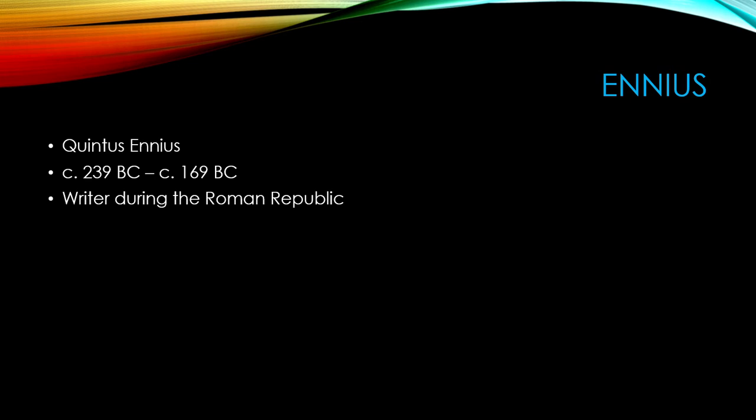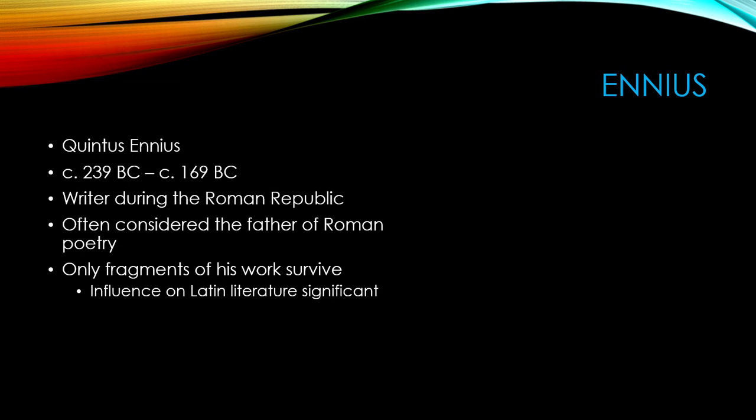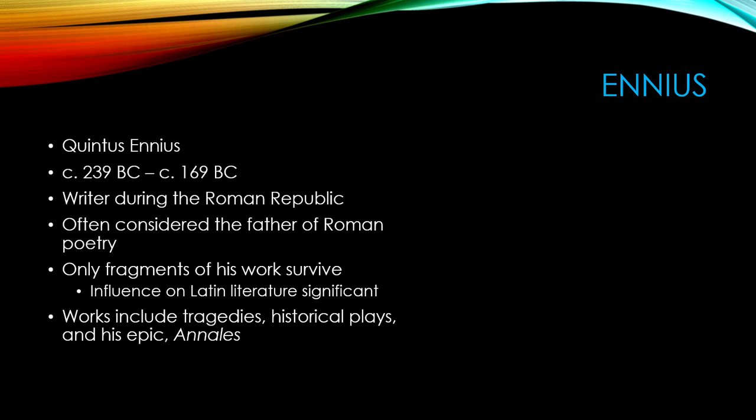The passage from this chapter's worksheet was again written by Cicero, but it talks about the Roman author Ennius. Quintus Ennius was born around 239 BC and died in 160 BC. However, the exact dates of his birth and death are unknown due to his placement in the early years of Roman literature. Ennius was a writer during the Roman Republic and is often considered the father of Roman literature. Only fragments of his works survive, but his influence on Latin literature was immense. His works include tragedies, historical plays, and his most famous work, his epic Annales.